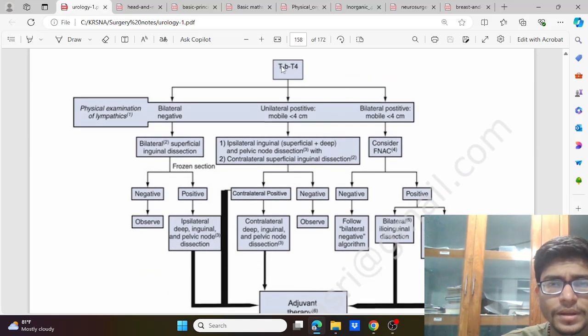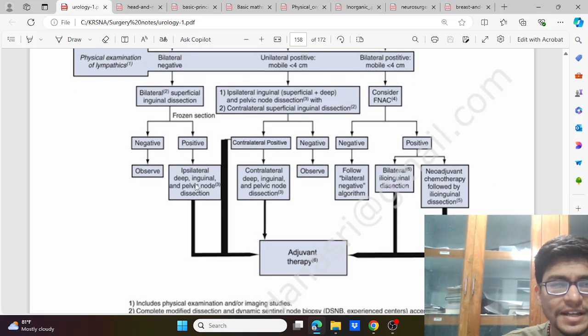So T1b to T4: if on examination of the lymphatics, both clinical and radiological, it is bilateral negative, then we go for bilateral superficial inguinal lymph node dissection with frozen section analysis. If it is negative, we'll observe. If it is positive, we'll go for ipsilateral deep inguinal and pelvic lymph node dissection.